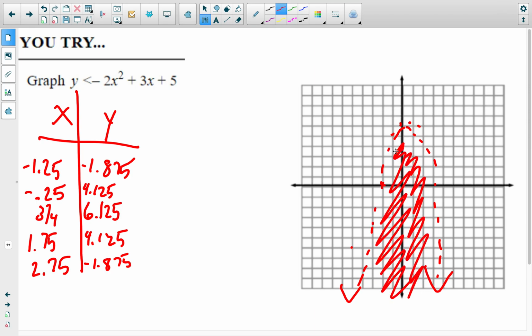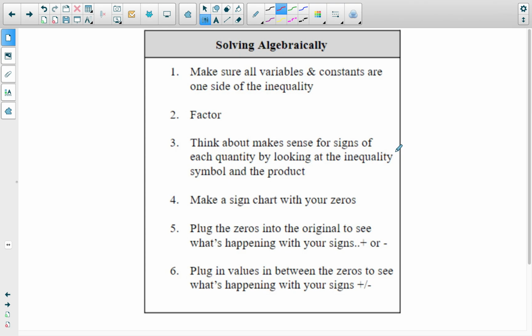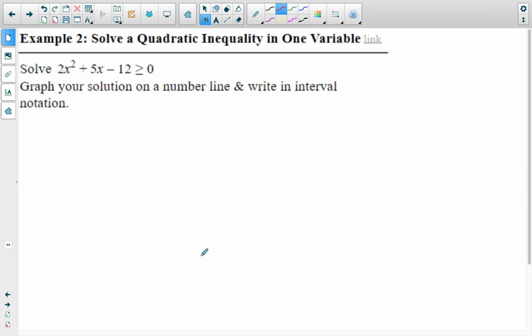All right. So to solve these algebraically, we can follow this process. In general, it's just asking us where the parabola is above or below the x-axis. Step one, we'll make sure that all variables are on one side of the inequality. We'll factor, and then steps 3 and 4 are where we're going to struggle conceptually. We're going to make something called a sign chart, and then plug in some numbers to see what's happening. The best thing is to just work through an example.